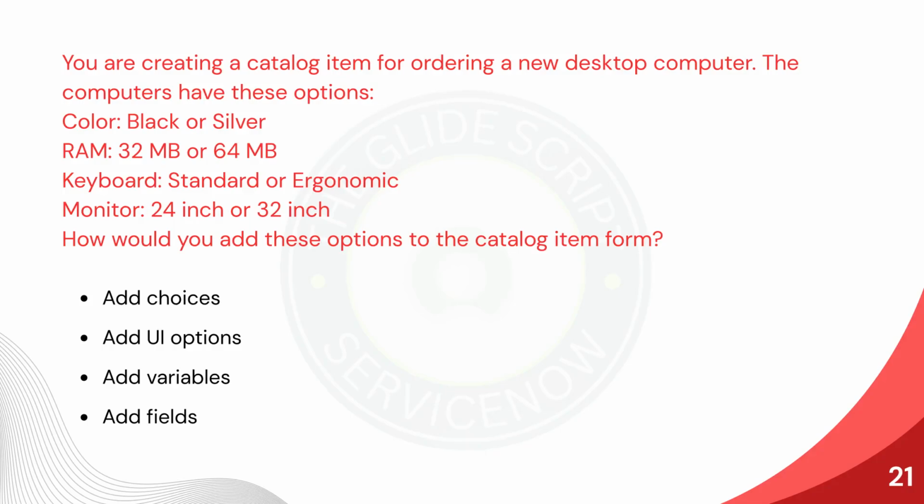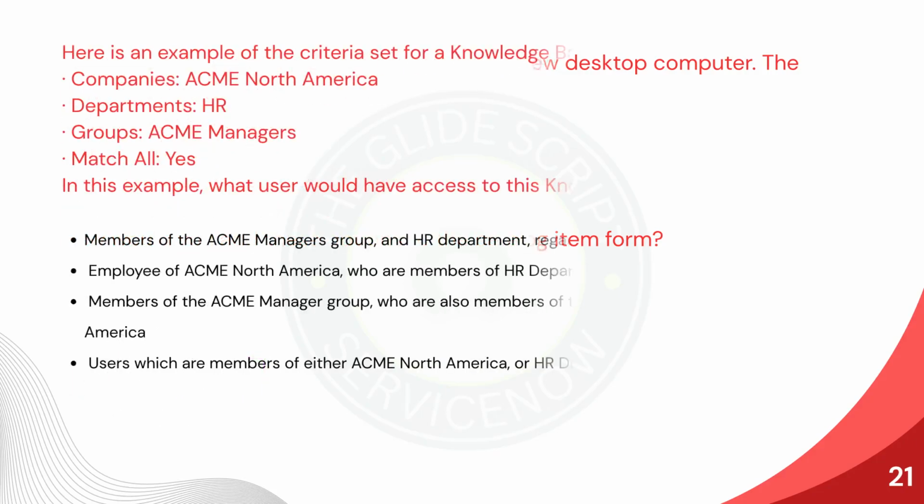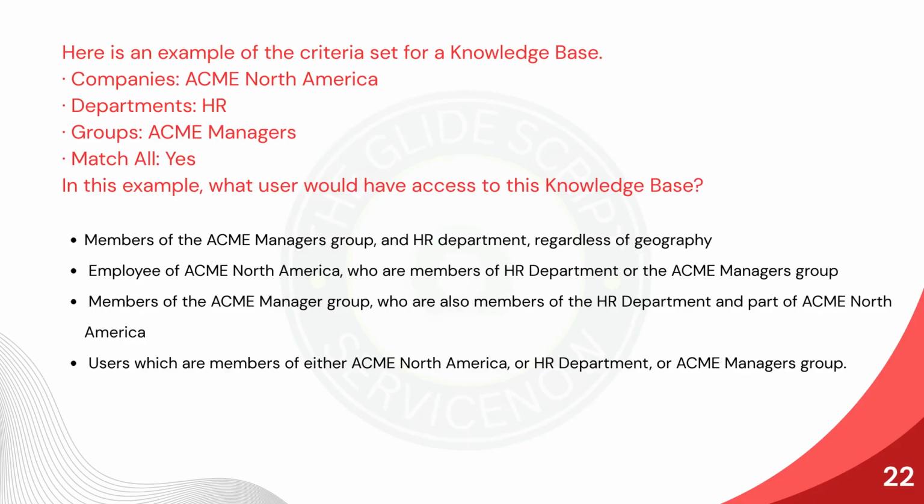The question seems very difficult, but it's very simple. You can create a variable and give the choice type like black and silver. RAM will need to choose between these two. Keyboard can be selected between these two, similar to monitor. So the answer will be the variable. This question was asked when I gave the exam for the CSA. The same question was asked to me as well.